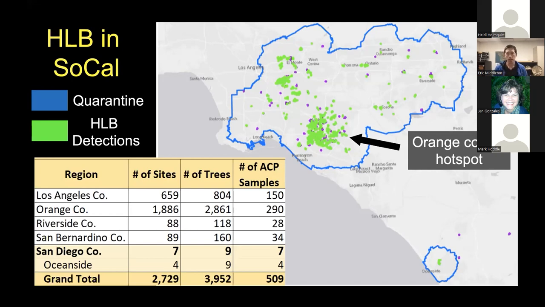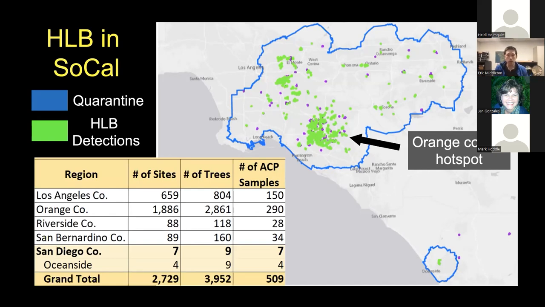Orange County, as you can see, is the one where there's the most going on, thousands of sites, thousands of trees, hundreds of ACP that have been found with the disease. Riverside, there's a couple, San Bernardino, there's a couple. And then as we said, in San Diego County, there's a little bit of a section with that quarantine zone around Oceanside, but it's much more minor.